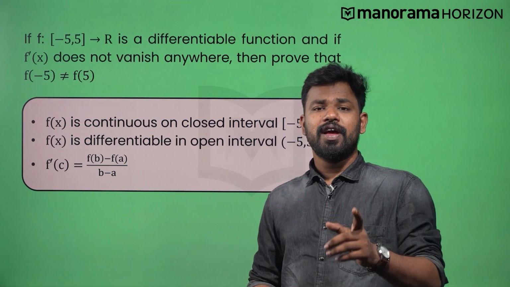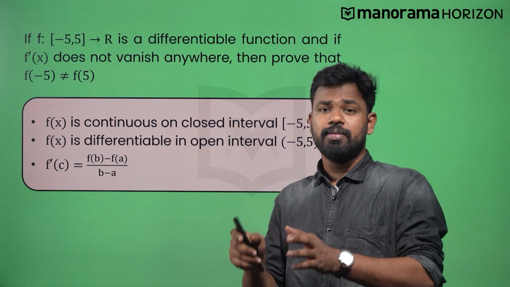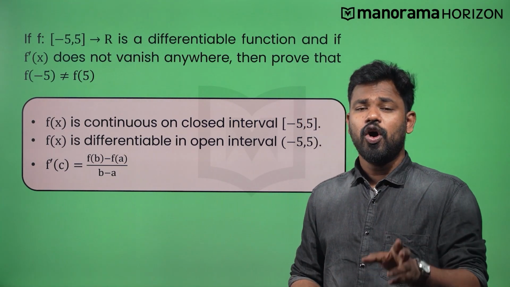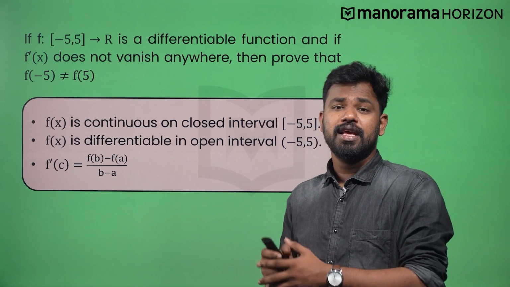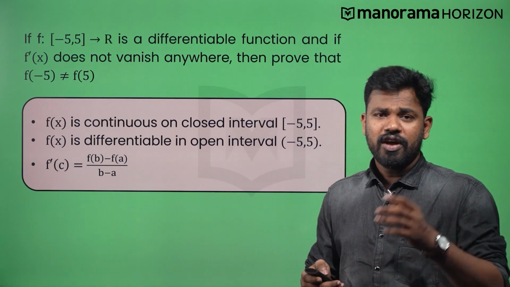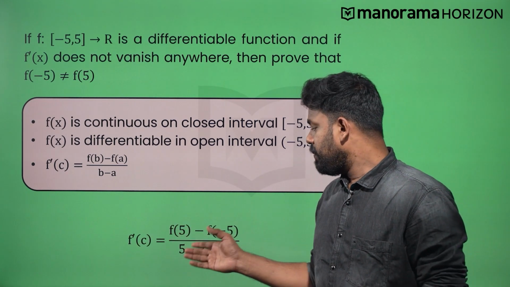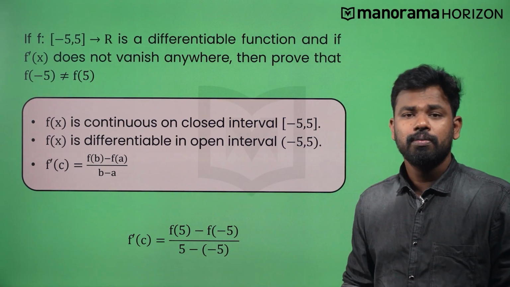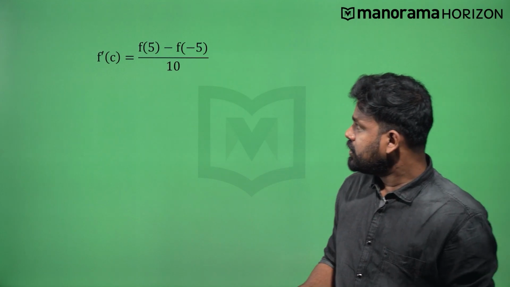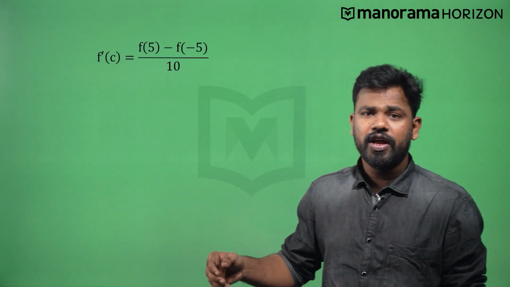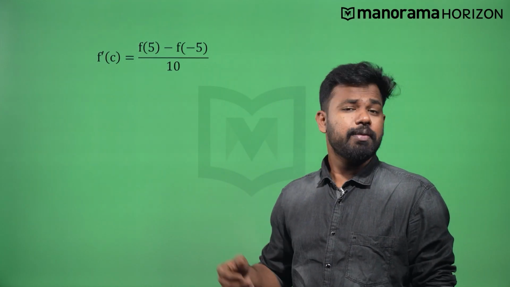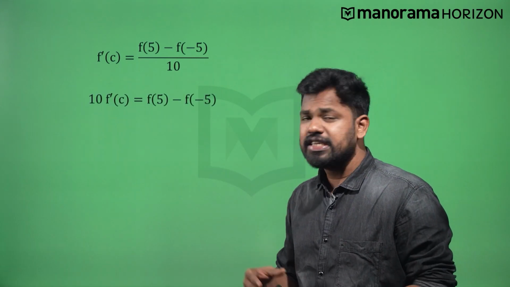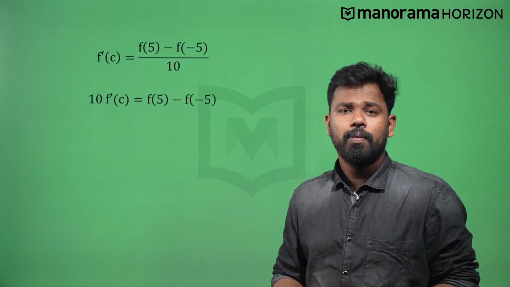Therefore, according to the mean value theorem, there exists c which is between minus 5 and 5, and the value of a, that is minus 5, and b is what? 5. So f dash c is equal to f of 5 minus f of minus 5 divided by 5 minus minus 5. And you can also see that f dash c is equal to f of 5 minus f of minus 5 divided by 10. So 10 f dash c is equal to f of 5 minus f of minus 5.